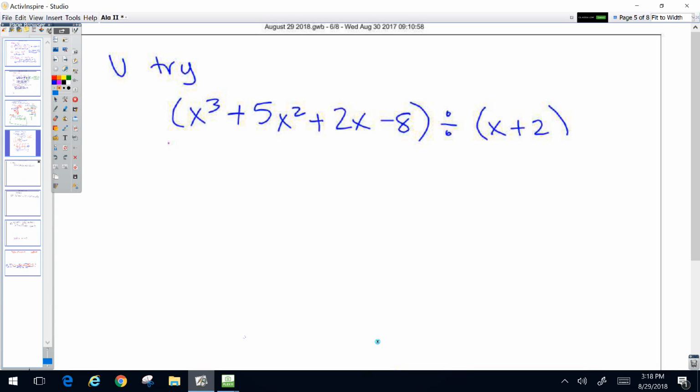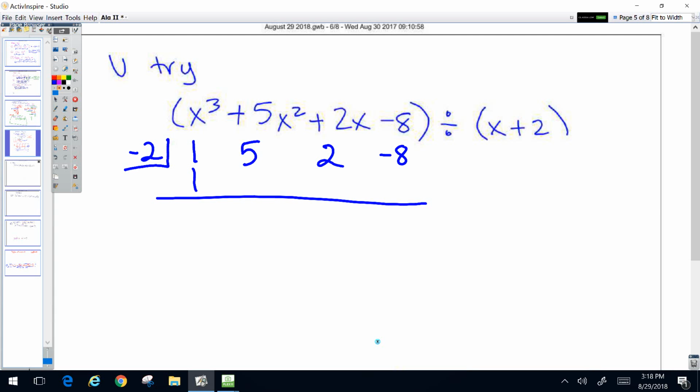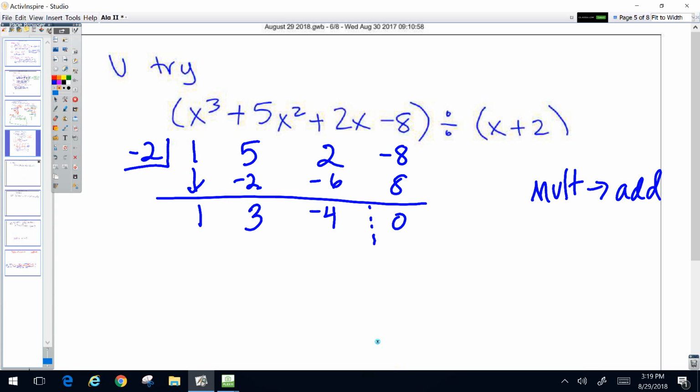Okay, when I was walking around, it looked good. On the table, we put -2, and then we have 1, 5, 2, -8. We always bring down the first one, and then we multiply what's on the table times that. -2 times 1 is -2, and then we add. Then we start over again. Multiply, add. Multiply, add. Now, that last one is our remainder.